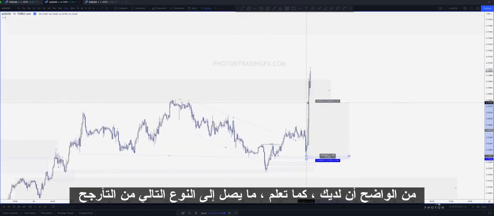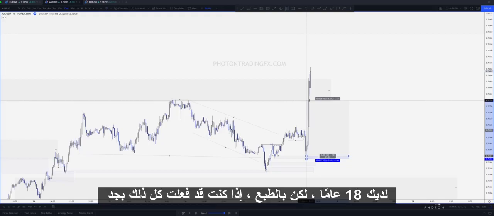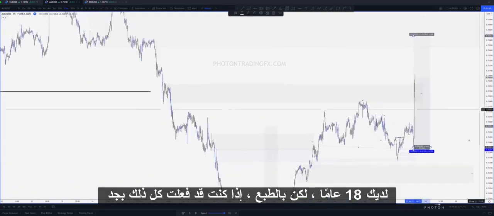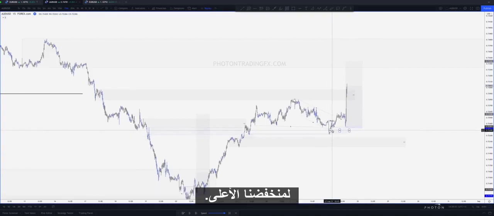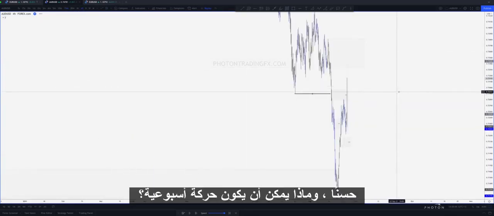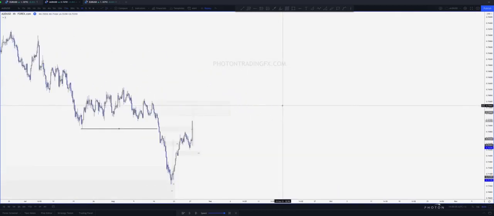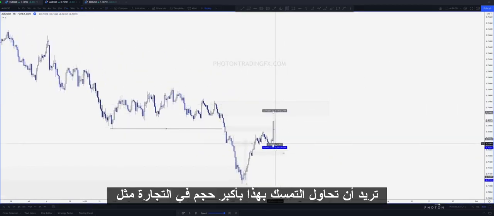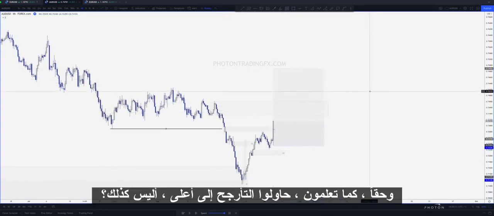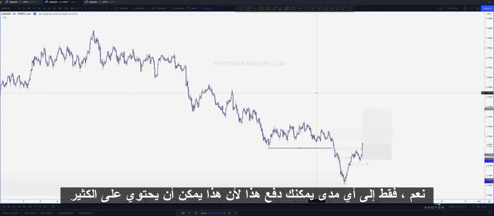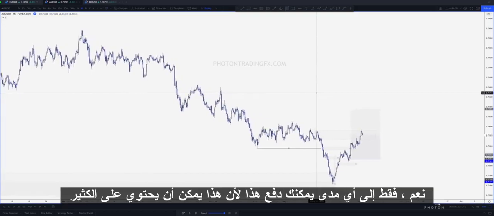Obviously you've got just up to the next swing high there, you've got 18R, but of course if you have done all of that hard work to position yourself in the first 4-hour higher low, in what could be a weekly move, you are golden. You want to try and hold on to this with as much volume on your trade as possible, and really try and swing this higher, right? And just see how far you can push this, because this can have a lot of potential.